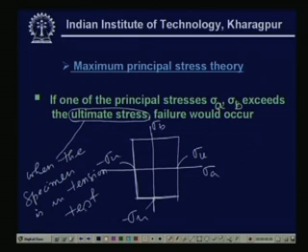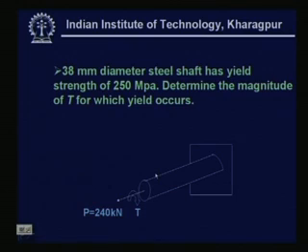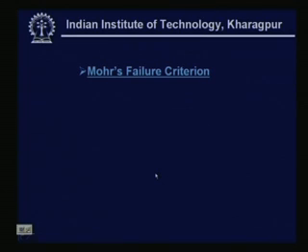In general, as we discussed in the last lecture about materials, brittle materials normally have higher values in compressive stress compared to what we get in the tensile test. So, to overcome this situation, the drawbacks of the maximum principal stress theory, another idea has been suggested, called the Mohr failure criterion.